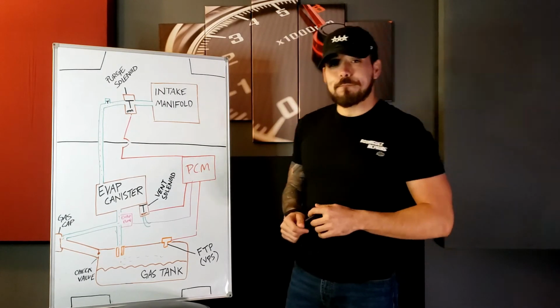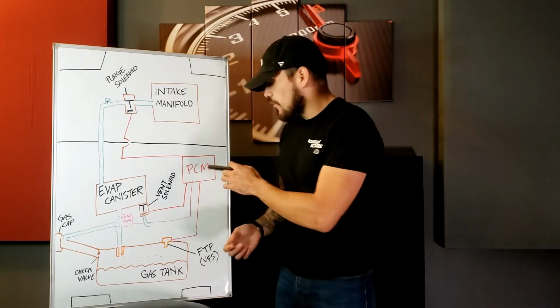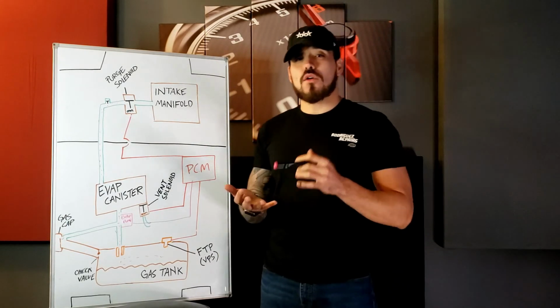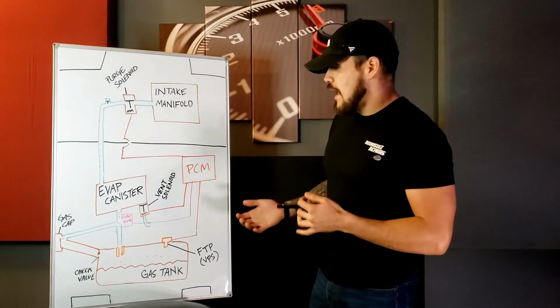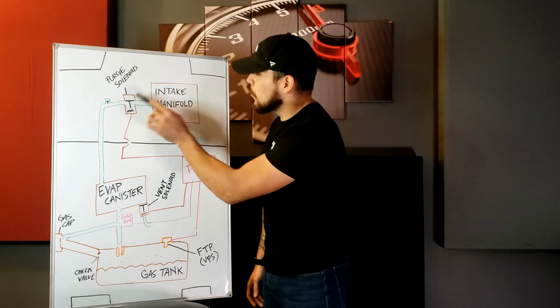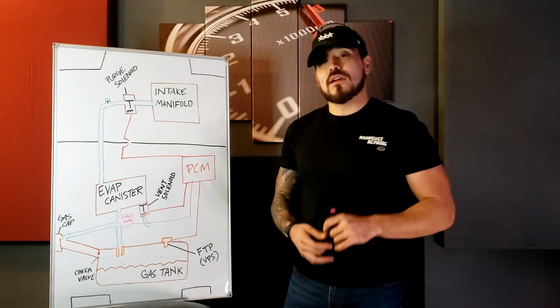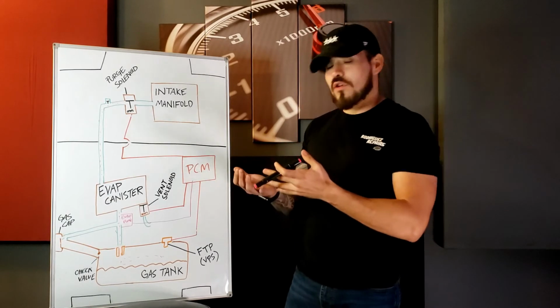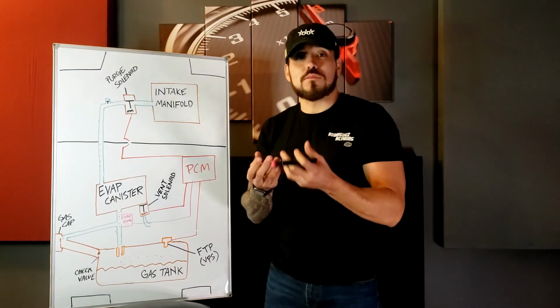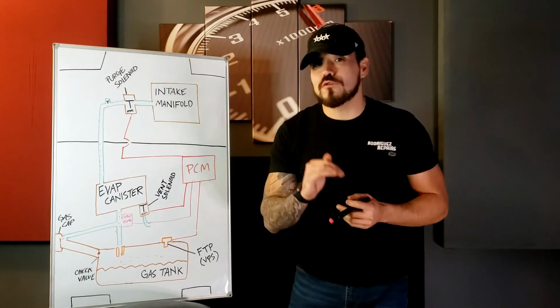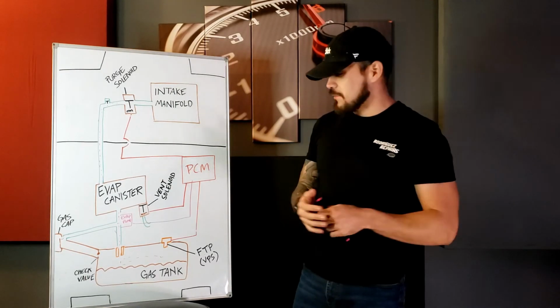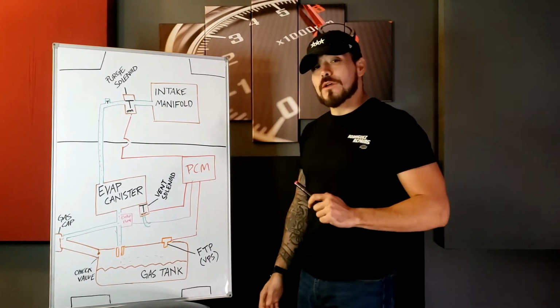So now we have determined whether the computer knows if there's a small leak or a large EVAP leak. Now, how does the computer determine whether the purge solenoid or the vent solenoid are stuck open, or they have some sort of debris in them, or they won't close fully, they're rusted, whatever the case may be? How does the computer know that?